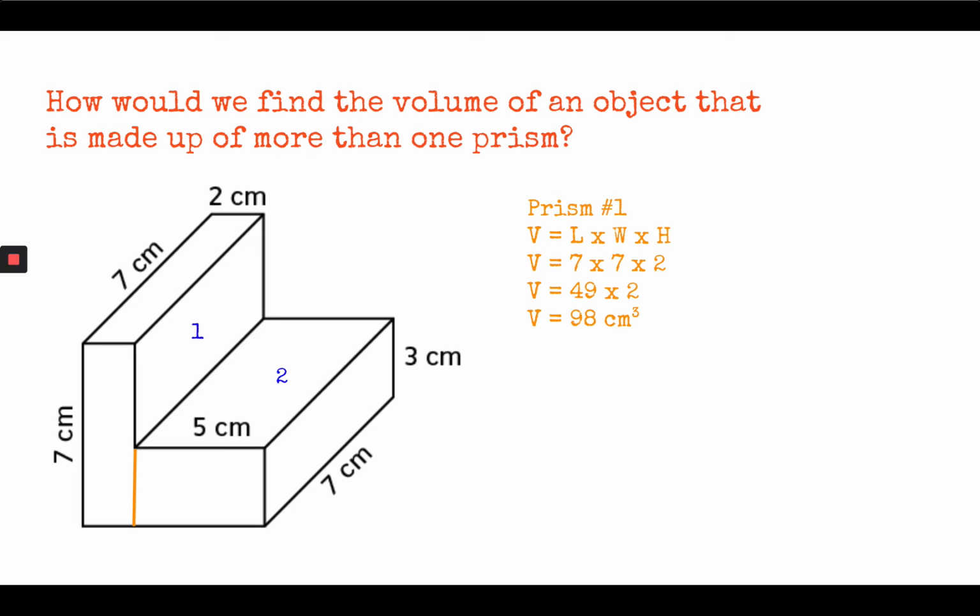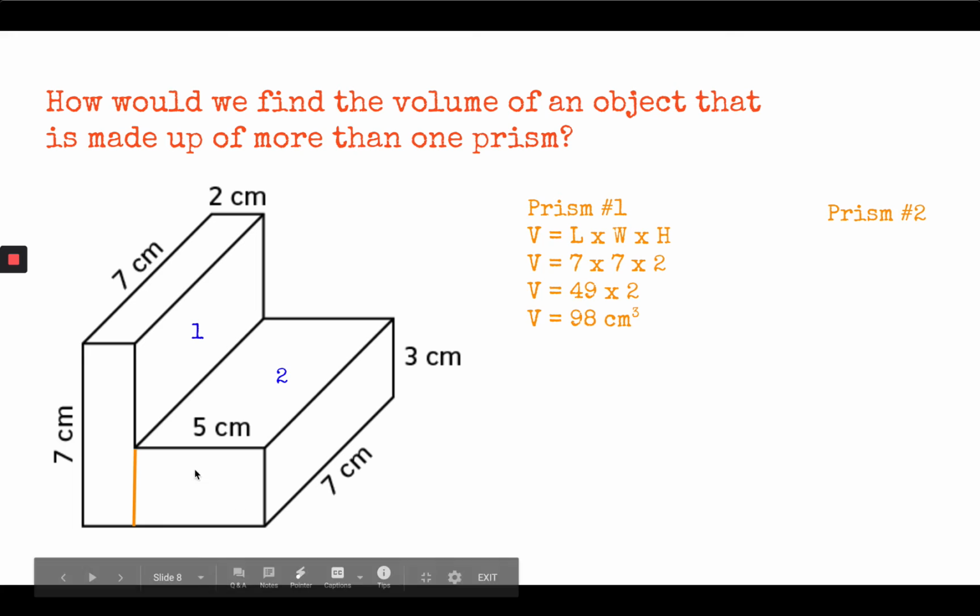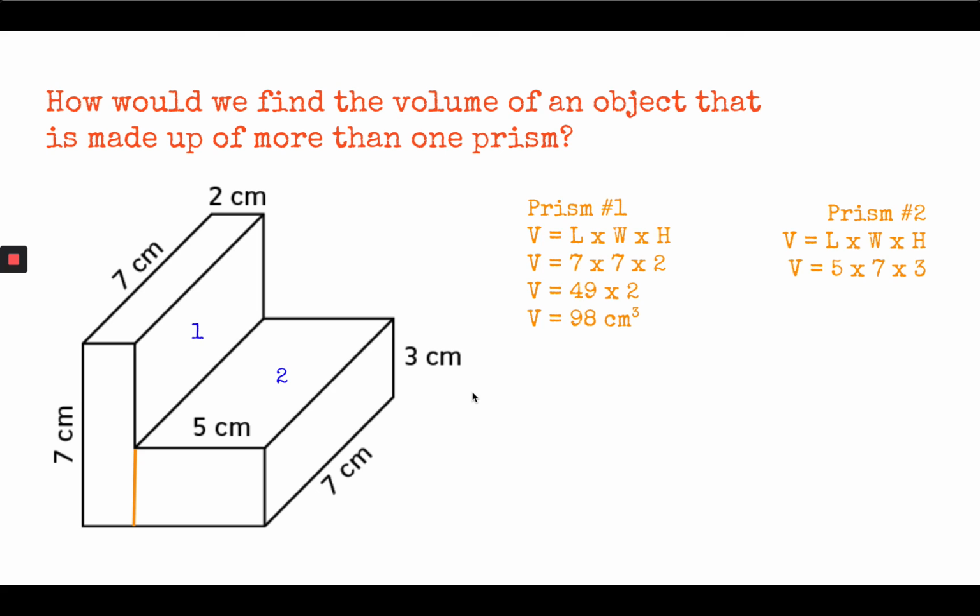And then we're going to find the volume for prism 2. I've got 5, 7, and 3. I need to multiply those 3 numbers. 5 times 7 is 35. 35 times 3, I'm going to solve that, and it would give me 105 centimeters cubed.